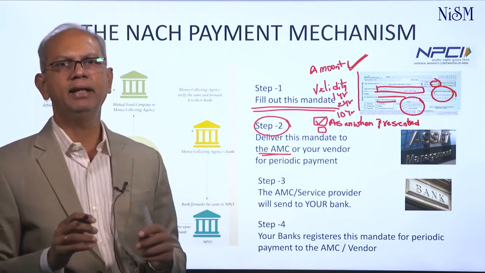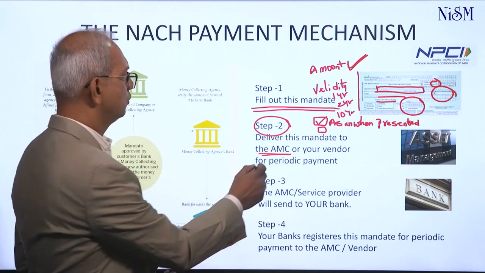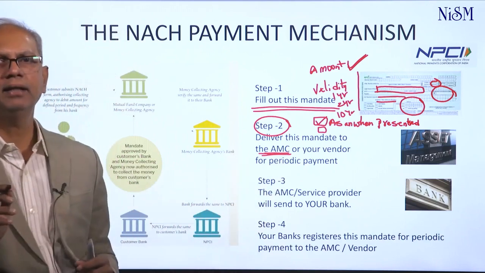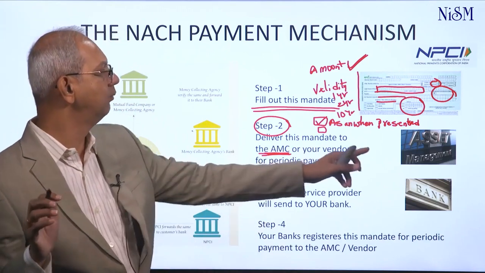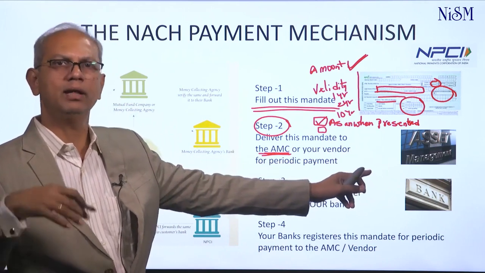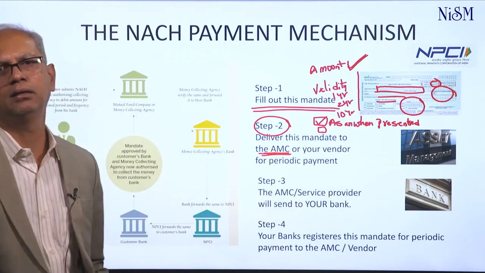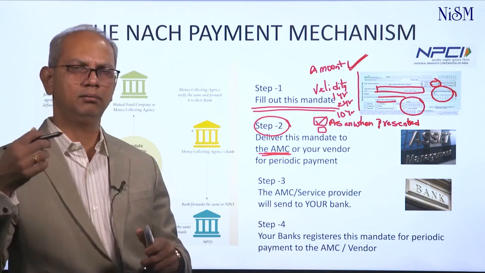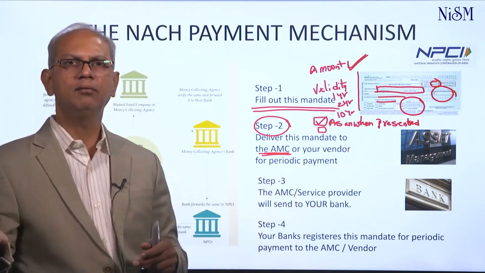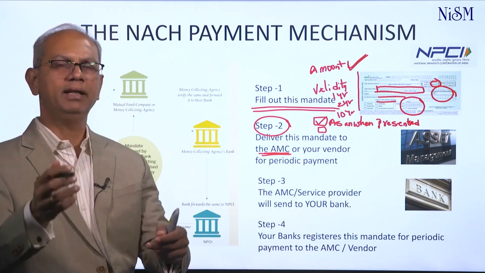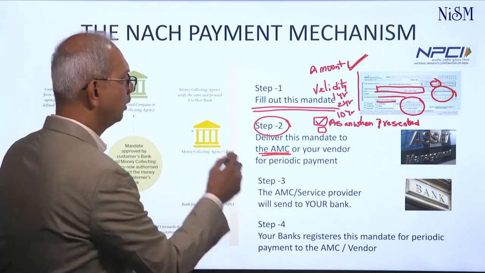I am signing this mandate, giving it to you. Okay, so the AMC has got that mandate. I have signed it, so I have authorized it. So this mandate is delivered to the AMC in this case, or any vendor. If you have taken an apartment on rent, you can give it to the owner or the vendor, and then basically he will, on that particular date, present the mandate to your bank and take the money.